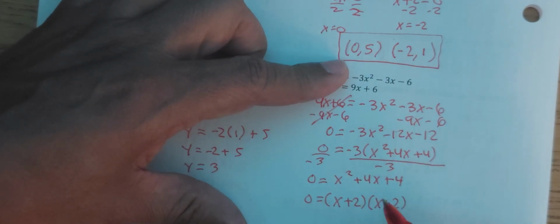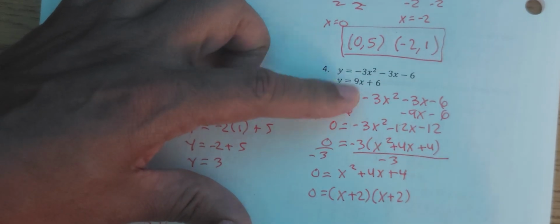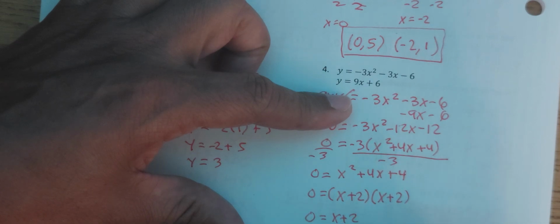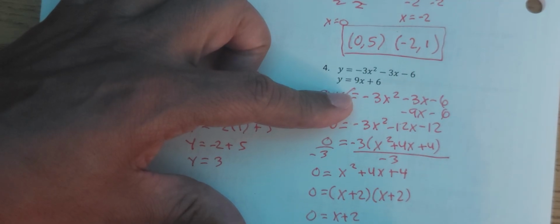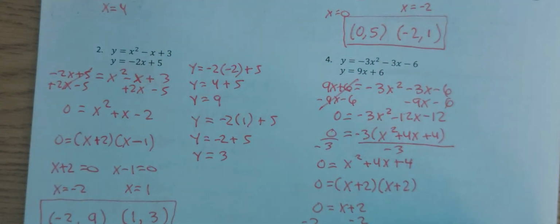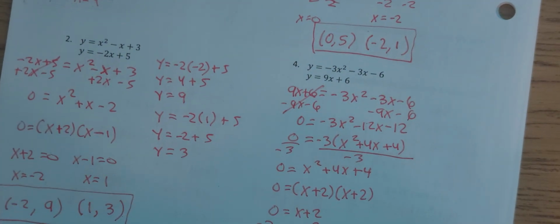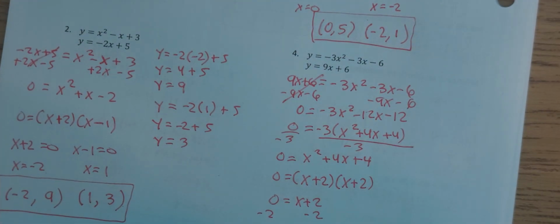And you can always check this. If you multiply here, you use FOIL, you should be able to get this back. So then 0 equals x plus 2, then subtract 2, which means negative 2 equals x, or x equals negative 2 mean the same thing, okay? So since we know we have two of them, well, we know the x value. Let's find the y value.